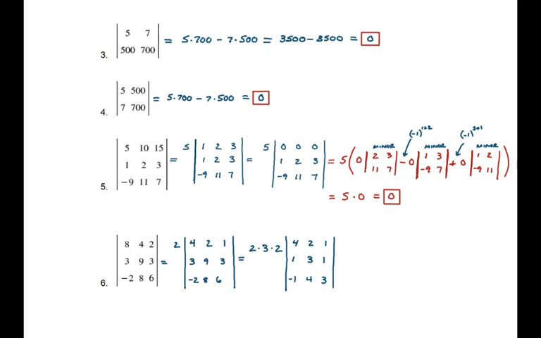And again, the reason why I did that is it makes the calculation a little bit easier. So what I have is 12 times, and then here's where I'm going to pick a row or column to expand along.